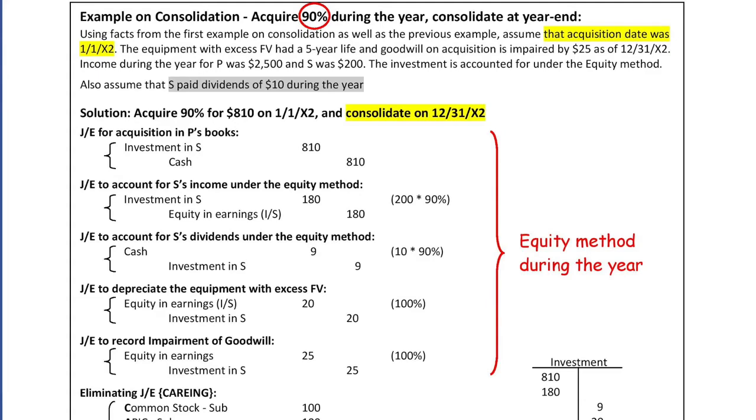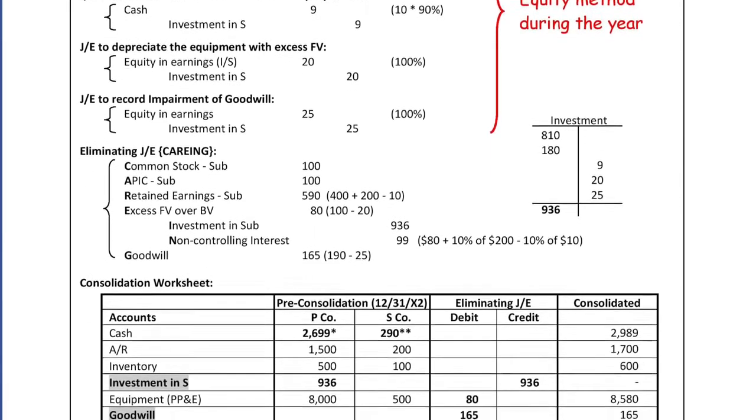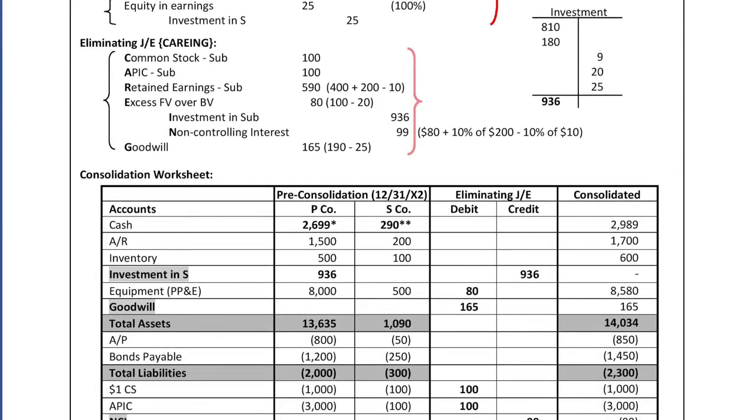At the end of the year, before consolidation, we need to prepare the eliminating journal entry. So draw a bracket and write eliminating journal entry equals CAREING. And with this, we are set to prepare the consolidation worksheet. Put a box around worksheet. So we have the pre-consolidation numbers for the parent and the subsidiary. And then we would make adjustments for the eliminating journal entry. Draw an arrow there. And this gets us to consolidated balance sheet. Highlight consolidated.